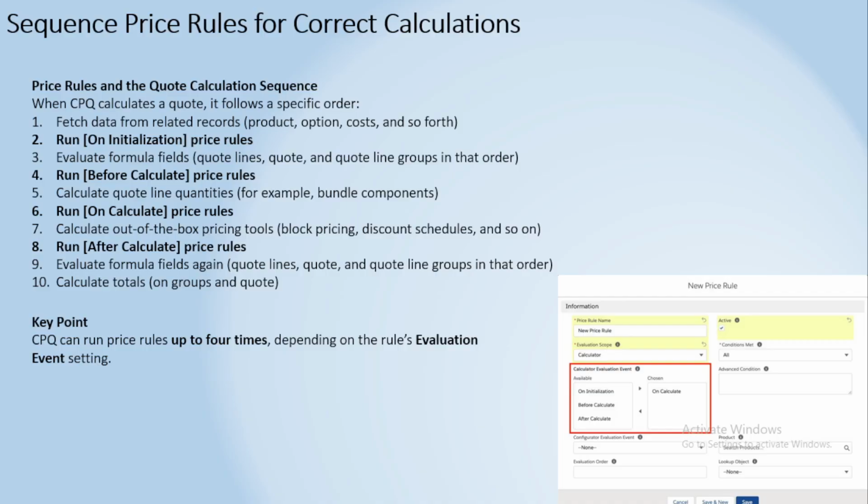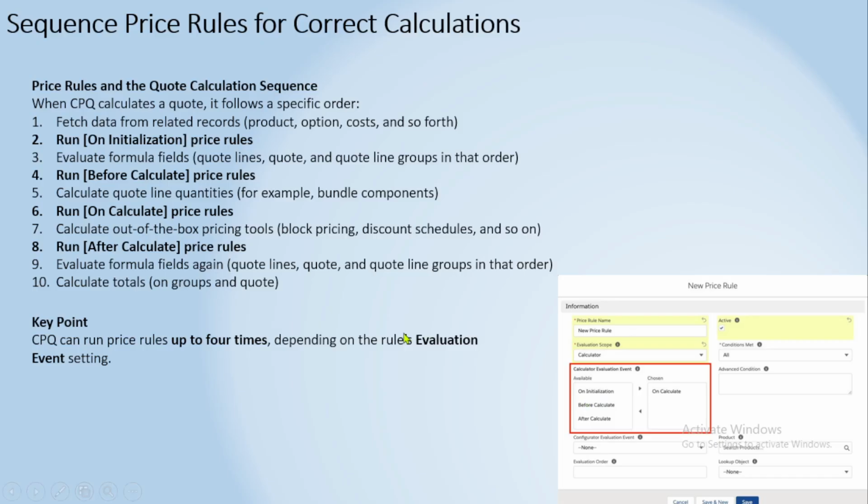Now, what is the sequence? To get to know the sequence of this calculation, we need to know about the calculator evaluation event. Basically there are four price rule events. On initialization means that whenever we are fetching data like product options, cost, and so forth, we want to put the impact on load. It means that the evaluation event would be on initialization.